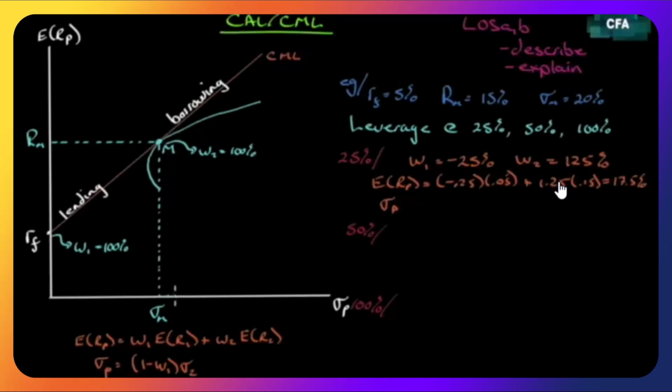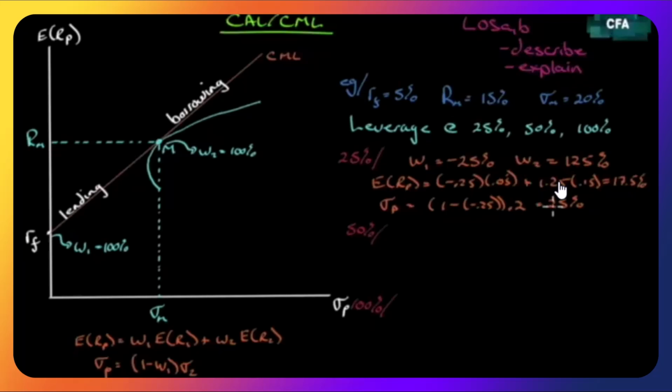Well, if we're up here, we should expect it to be higher than the 20% we're currently getting right now, right? So it's just 1 minus W1 times the standard deviation of 2, which is, what do we have? 1 minus, and W1 is negative 0.25. 1 minus negative 0.25 times 0.2. Well, that's 1.25 times 0.2, which is 25%. So yes, we can leverage and we can get higher than the market portfolio on the capital market line, but it will come with proportionately more risk.